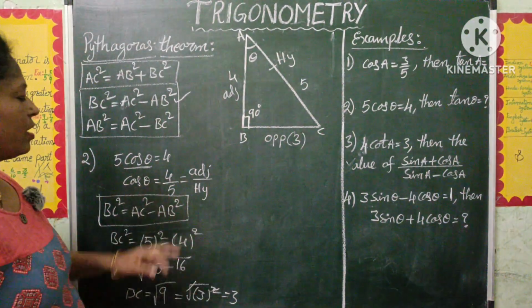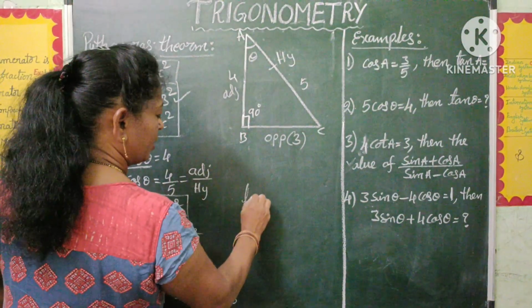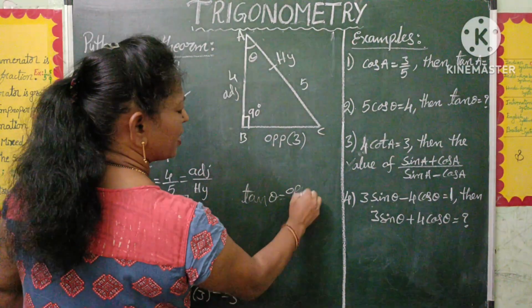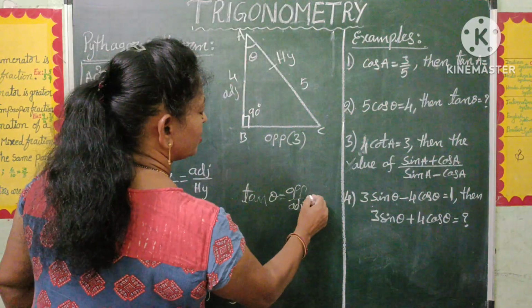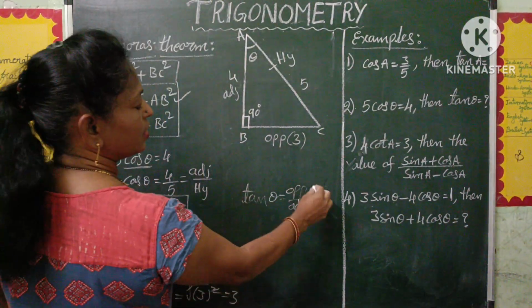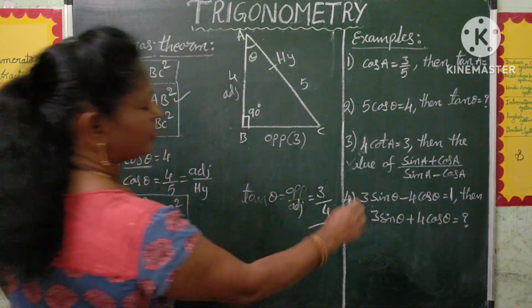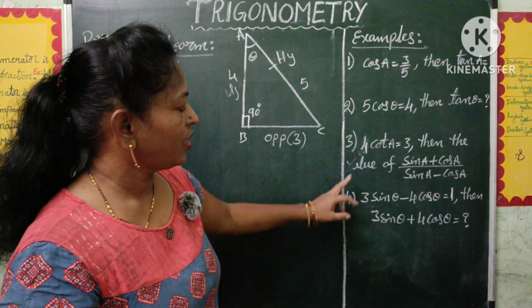Then write what they are asking, tan theta. So therefore tan theta equal to, tan theta means opposite by adjacent, yes or no? So here opposite is 3, adjacent is 4. 3 by 4. That is the correct answer. See the next question here.